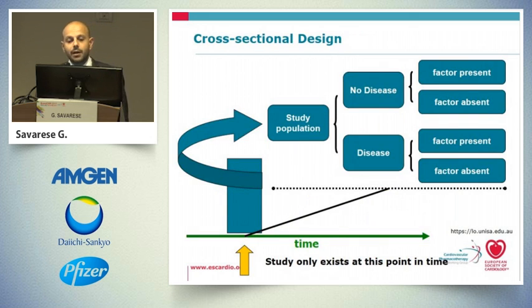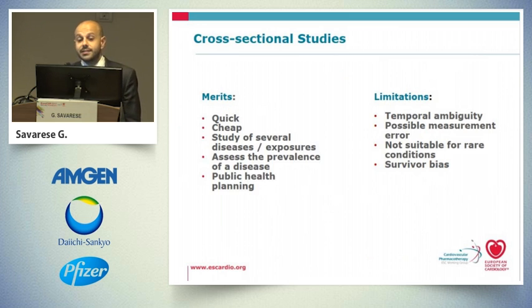So, as I was saying, for cross-sectional study, we don't consider the follow-up, so it's just now the point in which we want to consider that the study exists. So we consider the study population, we discriminate between patients who have the outcome or who don't have the outcome, and then we assess if the exposure or factor was present or not, and we compare the study groups. The cross-sectional studies are the simplest one, have merits and limitations, obviously. The merits are that they are quick, they are cheap, they allow to study several diseases and exposure at the same time. They are very good to assess the prevalence of a disease, and they are very good for public health planning.